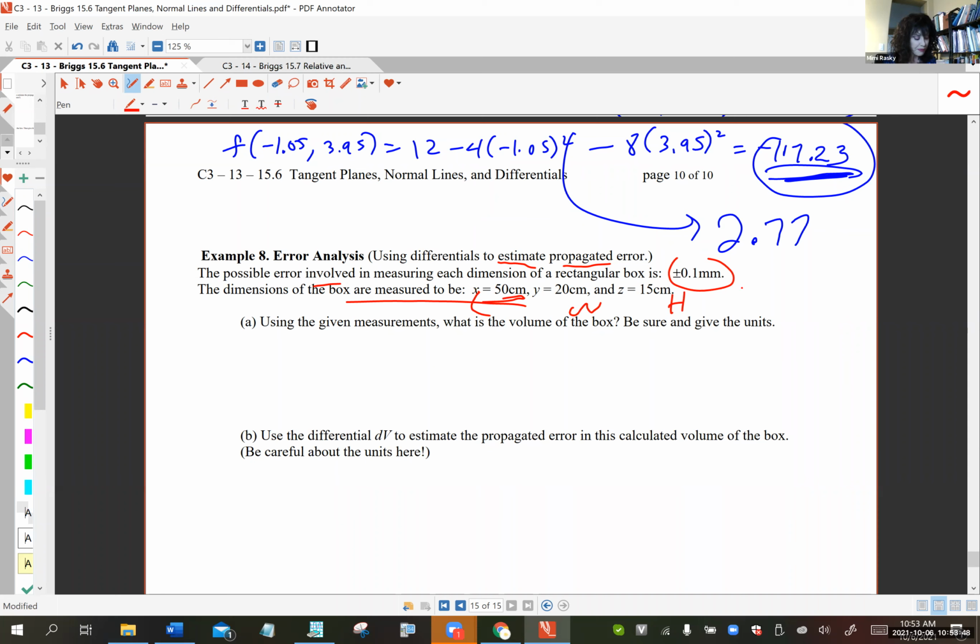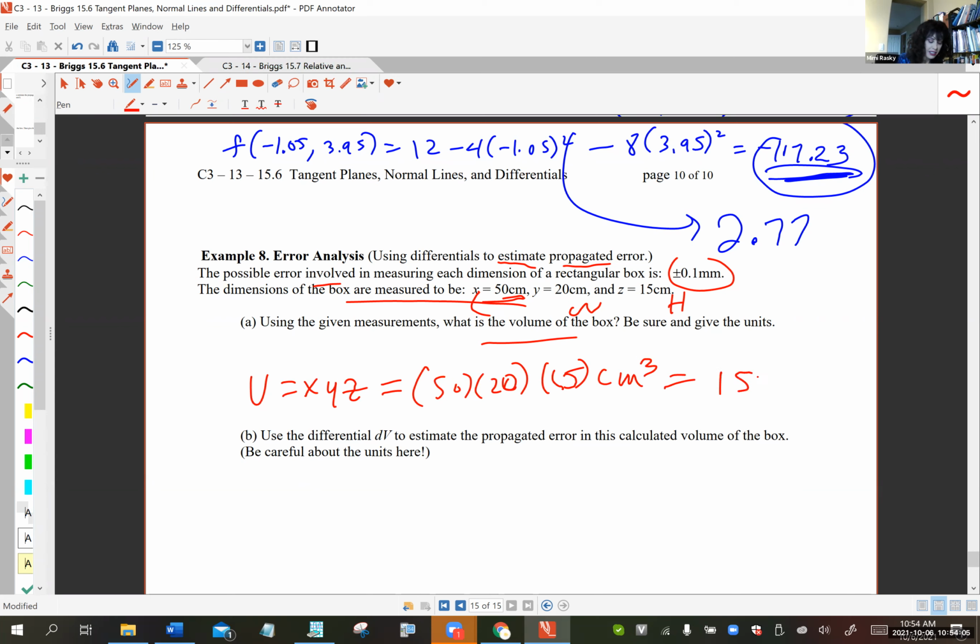All right. So using the given measurements, what's the volume of the box? That's not really anything hard. The volume of the box is X times Y times Z. I get 50 times 20 times 15 centimeters cubed, which is 15,000 centimeters cubed. There's the answer to letter A. Now that's what we got from our measuring tool. But remember, that's a little bit off, because our measuring tool is off by a little bit, not much. But how does that affect how far off we are with the volume?